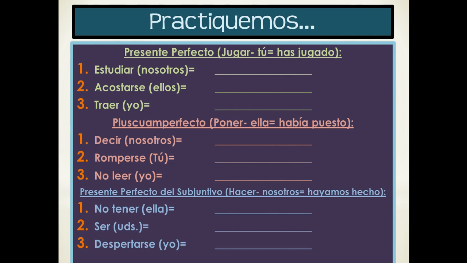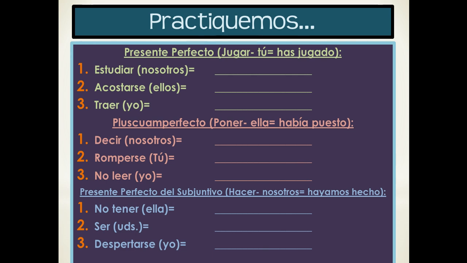Now take a minute and practice these 3 tenses. You can pause the video while you do this practice and then restart the video to check your answers. Just remember that the verb haber is what changes to match up with the subject. The past participle will always be the same no matter what the subject is and no matter which tense it is. Alright, so pause your video and then when you're ready you can restart and look at the answers.